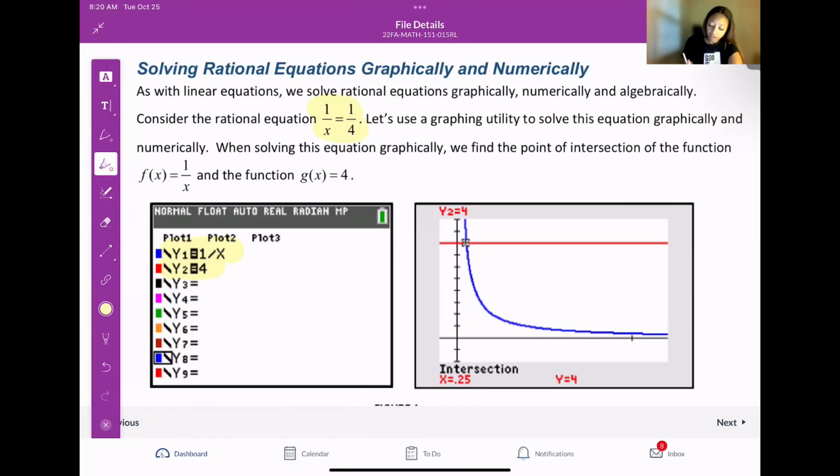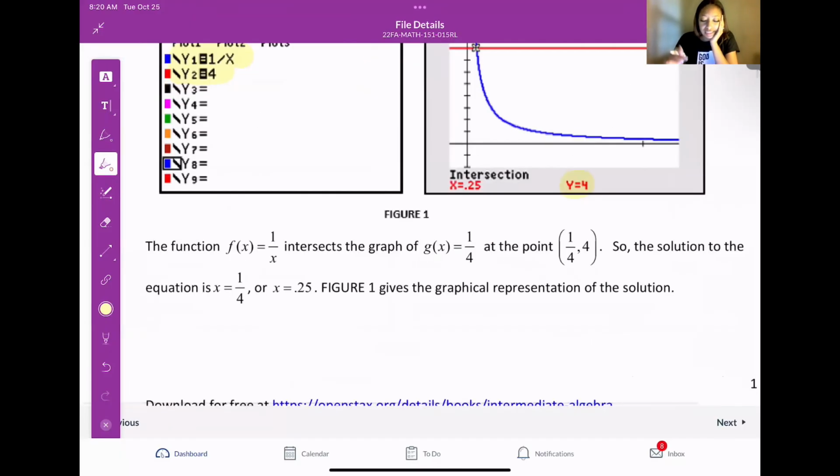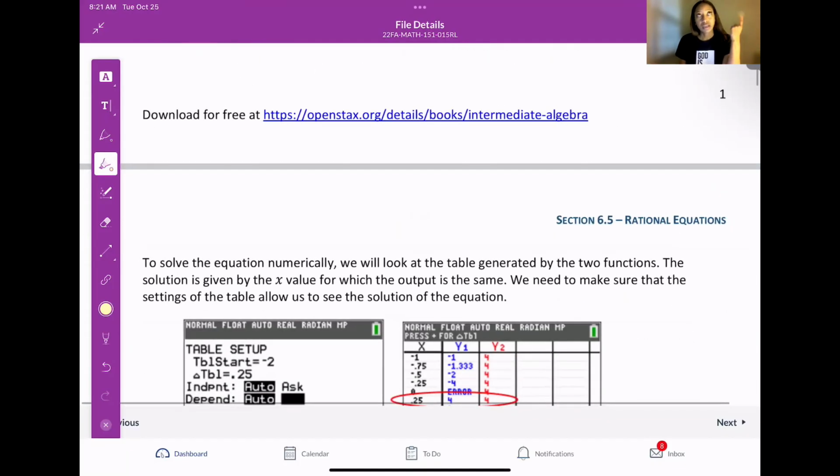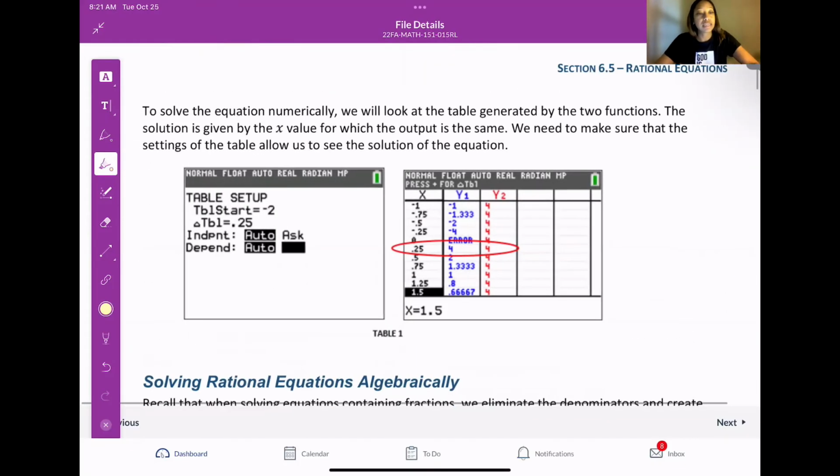And we can see here that the intersection point occurs at 0.25 comma 4. The idea is if you set one side of the equation for y1 and y2 and find the intersection, boom, that easily gives you your solution. So we're going to practice solving a couple of problems graphically, and we can also solve numerically by looking at the table.